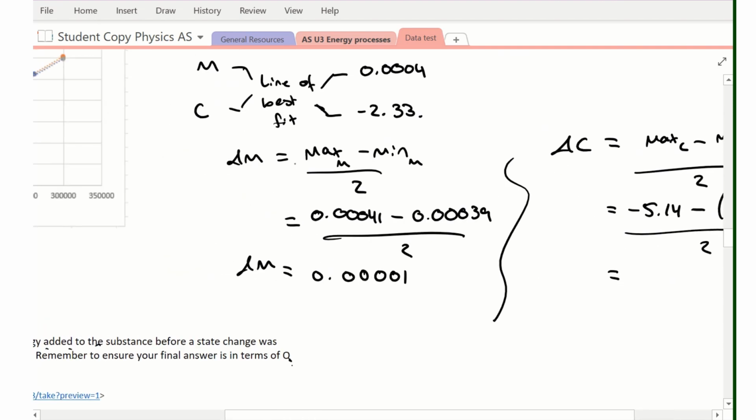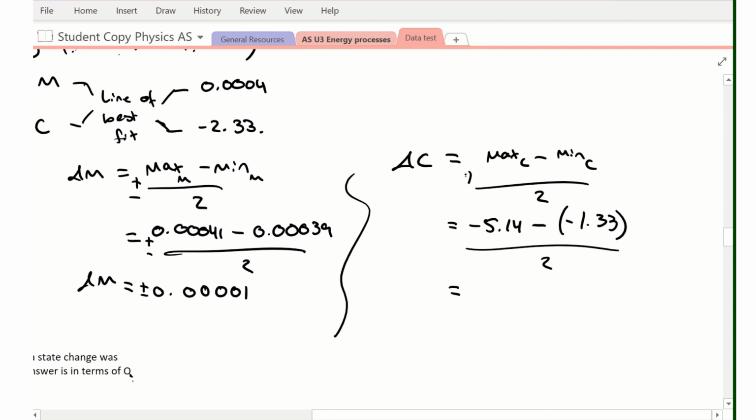Oh, I've forgotten something. Ben normally reminds me. Plus or minus all the way through. Plus or minus, plus or minus, plus or minus. And our final answer will be plus or minus. So let's take a look.